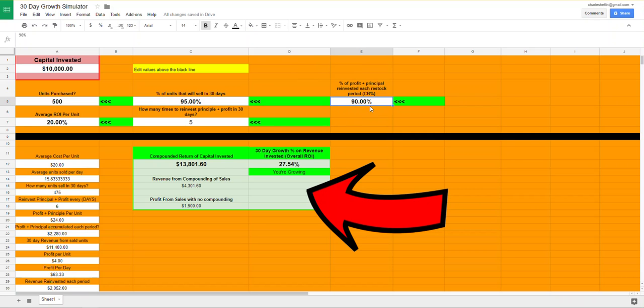And then if we're able to reinvest 100% of our money every time during each period, so you have 5 reinvestment periods, and then here it shows you in number of days, so you're basically reinvesting every 6 days in a 30-day period. You can see when you change that to 100 how the numbers jump up here.